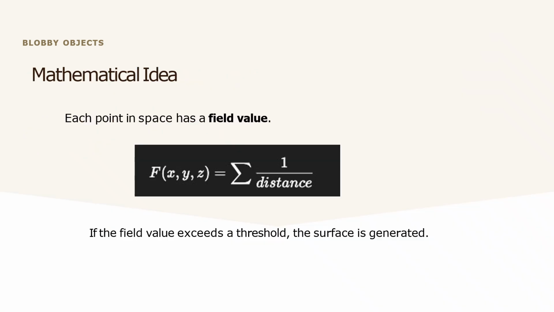The mathematical idea behind blobby objects is based on field values. Every point in space has a field value generated by nearby metaballs. Whenever the combined field value exceeds a certain threshold, the surface is generated. This allows objects to merge smoothly without visible gaps. The formula is given here, and some important characteristics are also listed, which include smooth surfaces, natural deformation, realistic merging, and fluid-like motion.